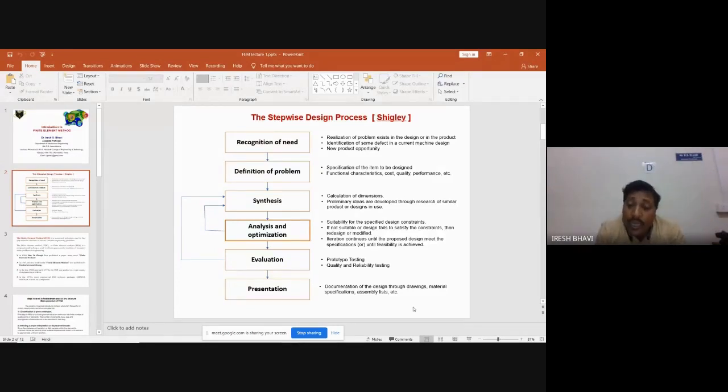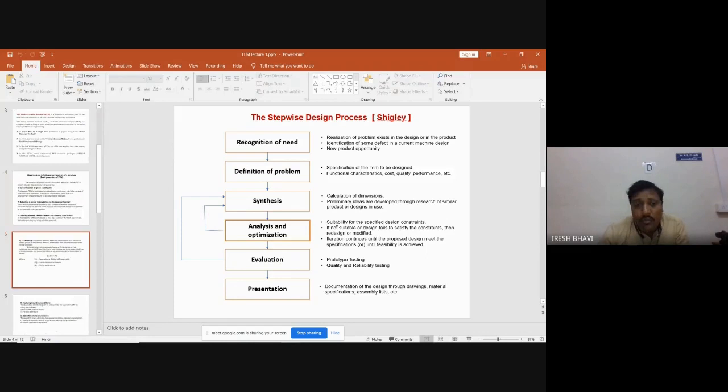So this is the stepwise design process which will be used in any industry. It is proposed by Sir Joseph Stiglitz. So now you have understood what is the role of FEM in the design process and where FEM can be widely used. Now let us move on in detail with the introduction to FEM.